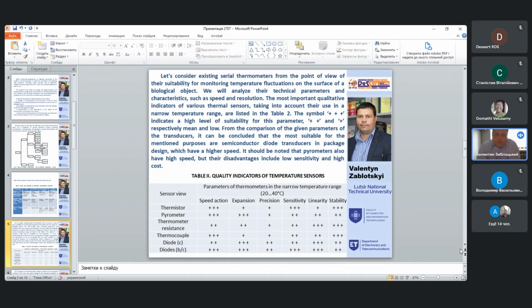From the comparison of the given parameters of the transducers, it can be concluded that the most suitable for the mentioned purpose are semiconductor diode transducers in package design, which have a higher speed. It should be noted that pyrometers also have high speed, but their disadvantages include low sensitivity and high cost. Now we can see in table 2 the quality indicators of temperature sensors.